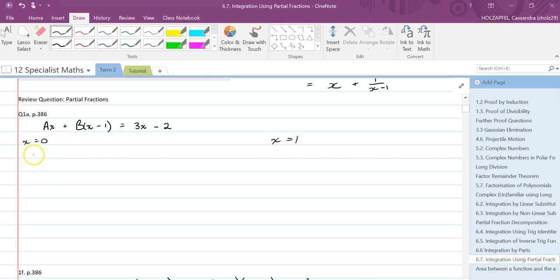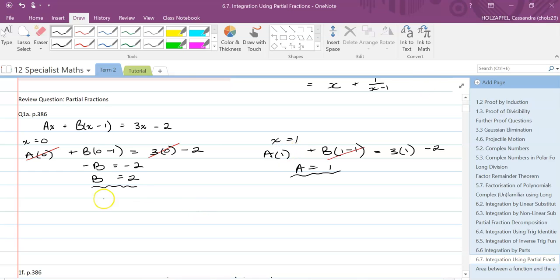So I'm going to go ahead and substitute in x is equal to 0 first. This is a pretty straightforward one, so I've just gone ahead and determined that the value for b is going to be equal to 2. Now I'm going to substitute x equals 1 into my equation, and that's going to eliminate the b term, and I will solve for a. Now that I have each of these values, I can substitute those back into that original expression. But we're not going to do that today because we're not trying to integrate for this question, so I'll leave it and move on to the next one.